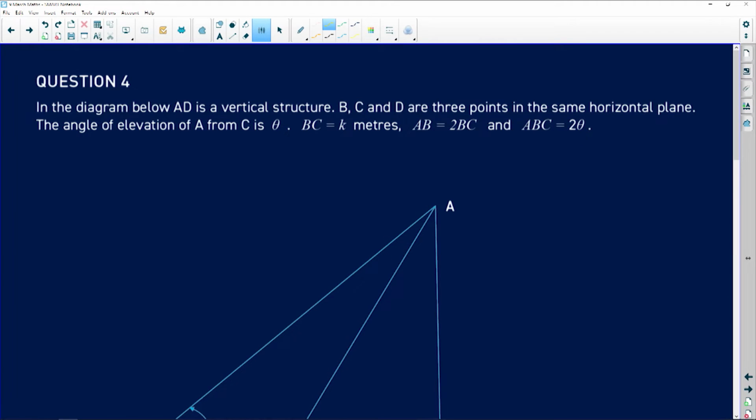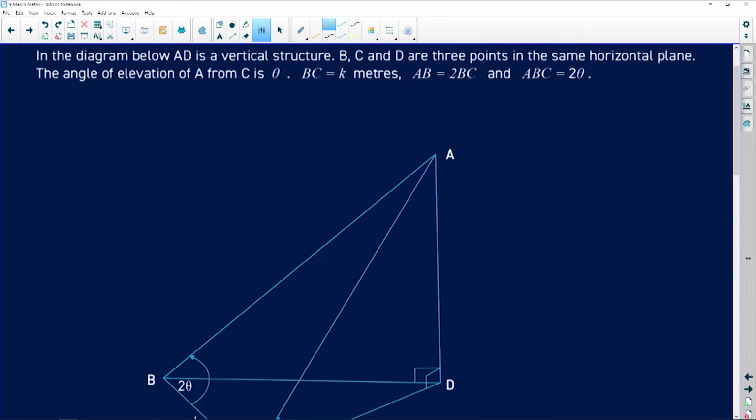So let's continue with our next question. It is trigonometry. Let's go see what this question was about. It says that in the diagram below, AD is a vertical structure. All right, there's a vertical structure there. We don't know what it is.